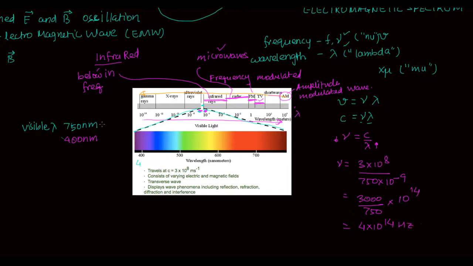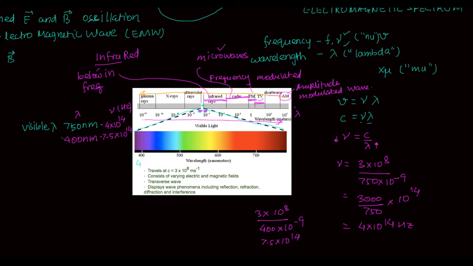So corresponding to this lambda, the corresponding nu is 4 into 10 to the power 14 in hertz. And when you are at 400 instead, it is 3 into 10 to the power 8 divided by 400 into 10 to the power minus 9. Again I take the 3 zeros, and it becomes 7.5 into 10 to the power 14, because 3000 upon 400 is 7.5.